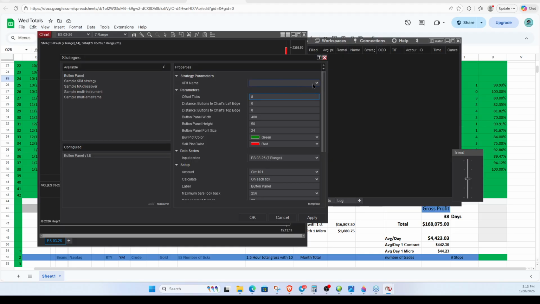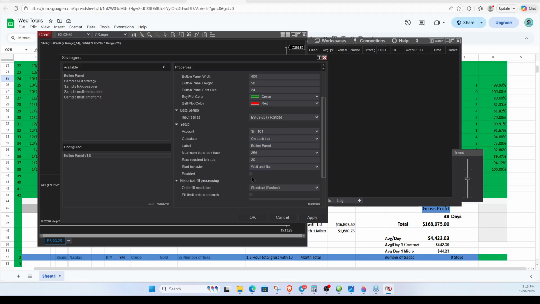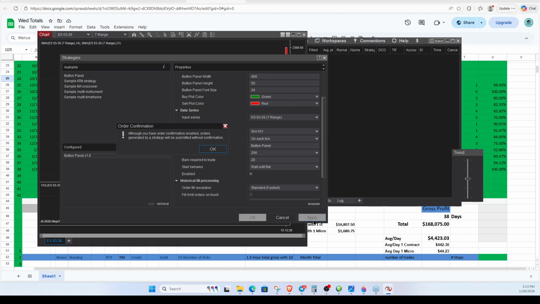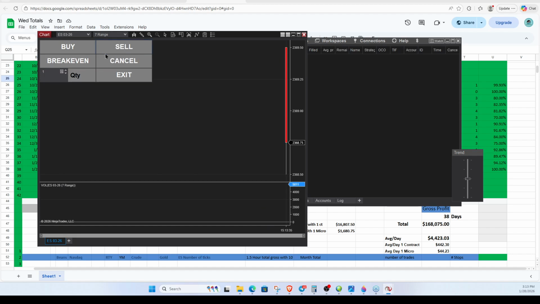All right. And the ATM strategy, these are all the strategies that Shane had built for us. You just go out here and grab the 7 range ATM strategy. All right. And down here, you have to hit enabled right there. If you don't hit enabled, it's not going to work. Okay, then just hit apply. And say okay to that. And there it is. Okay, so this is the button strategy. You can change the sizes of these and all that.